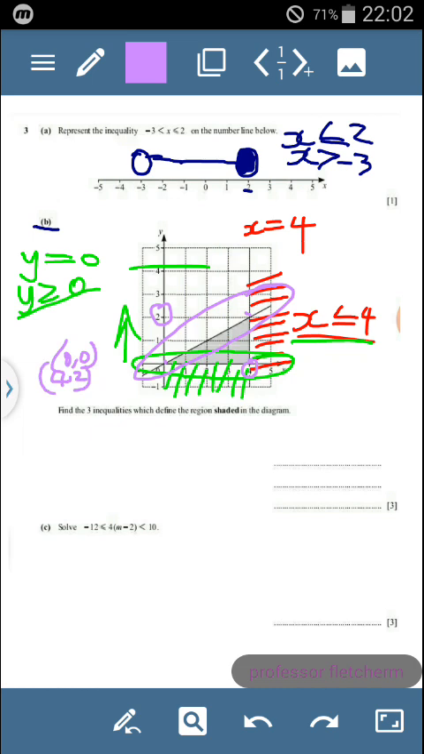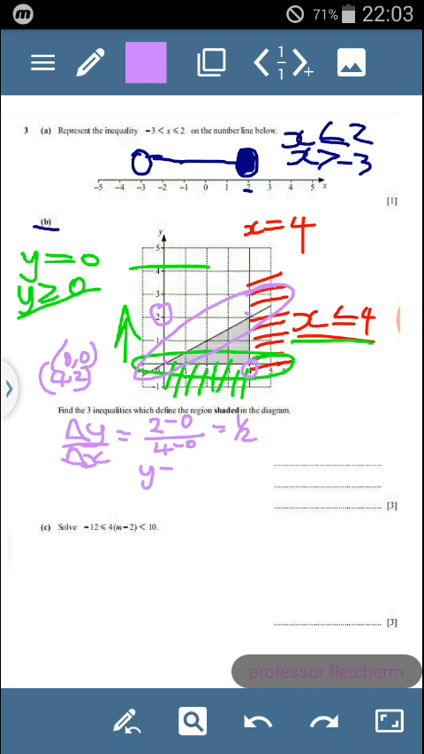We have two points, (4, 2) and (0, 0). To calculate our gradient, it's change in y over change in x. So this is equal to 2 minus 0 over 4 minus 0. That's going to give us a half as our gradient.